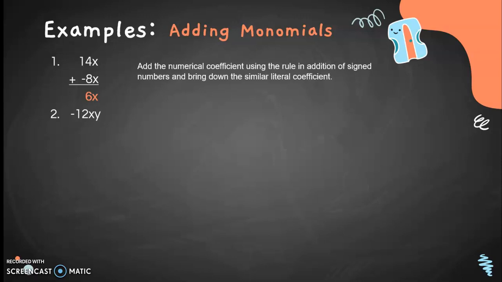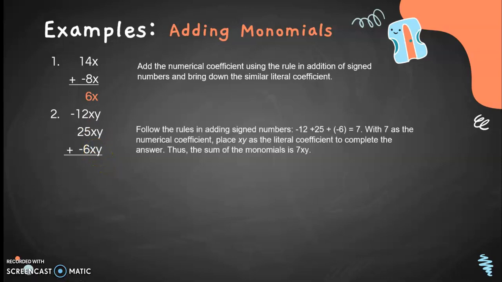So, next, number 2, we have negative 12xy plus 25xy, and also plus negative 6xy. As you can see, they are arranged in a column because their terms are similar. xy, xy, xy, all of them. So, again, we have to follow the rules in adding signed numbers or adding integers. So, we start with negative 12, and then 25, and negative 6. We are going to add it mentally.